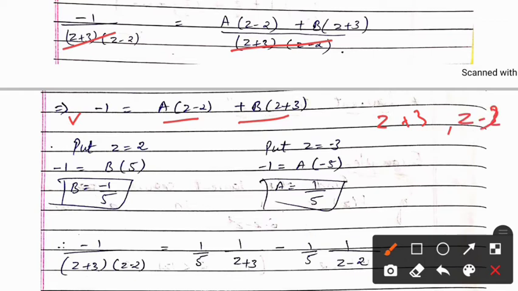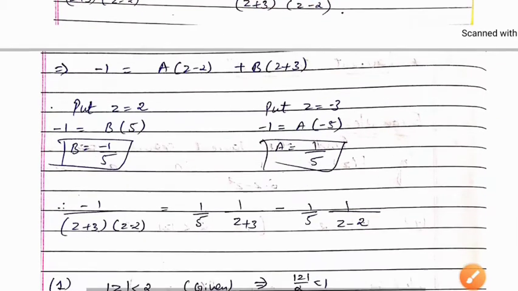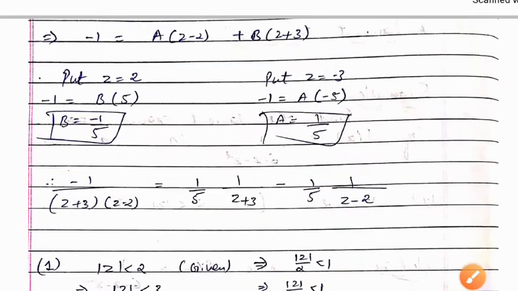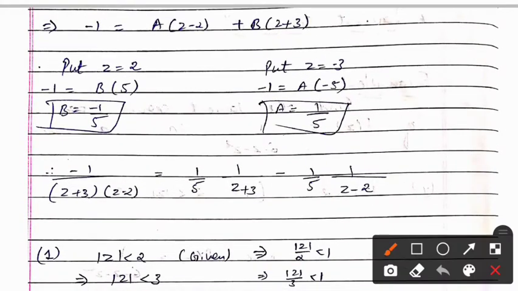As I said before in our previous lecture, if you have plus 3 here, then one of the values I will take is z equal to minus 3. And here I have z minus 2, so I will take one of the values as z equal to plus 2. So now, if I take z equal to 2, I put this in the above equation.